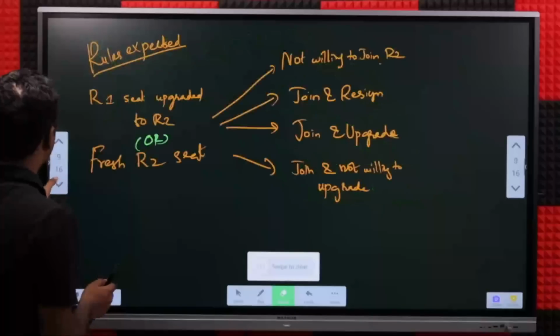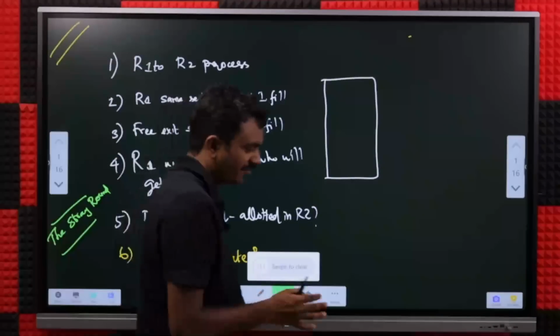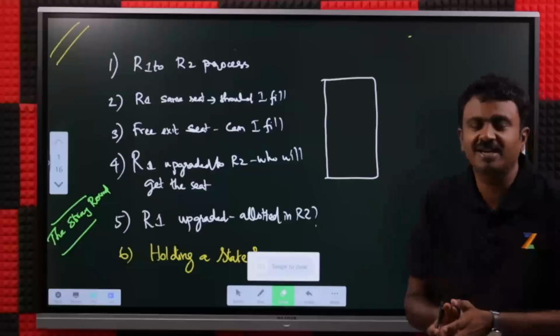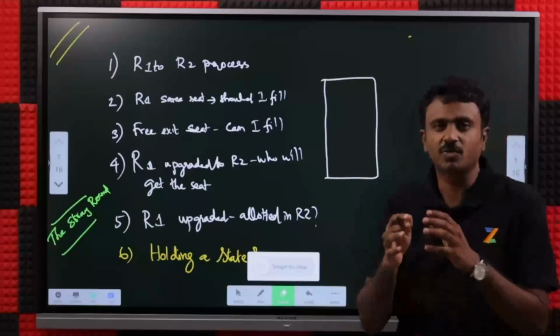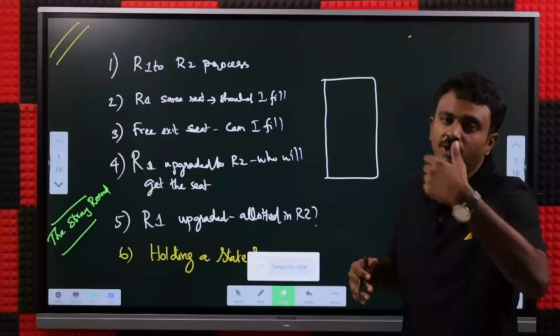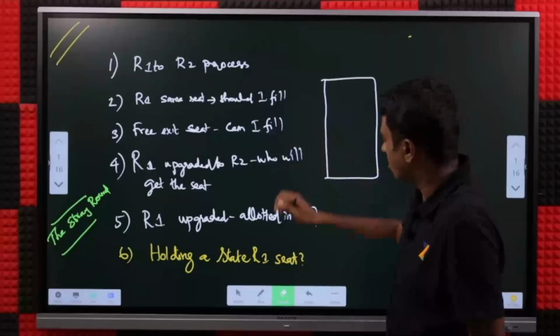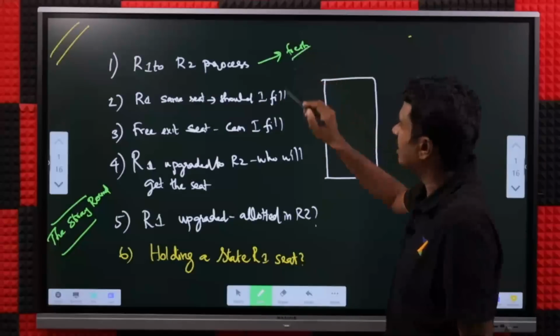Now we'll look at what we intend to do through the session. First we'll clarify a few queries. What is the R1 to R2 process, we'll clarify. It is a very simple process. In R1 you already hold a seat or whatever process you are in. You will move on to R2 with a fresh list of choices. All choices are fresh and you will fill in those choices.